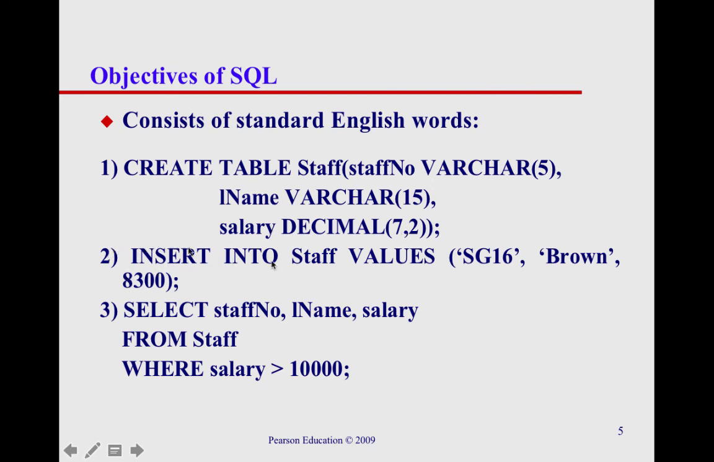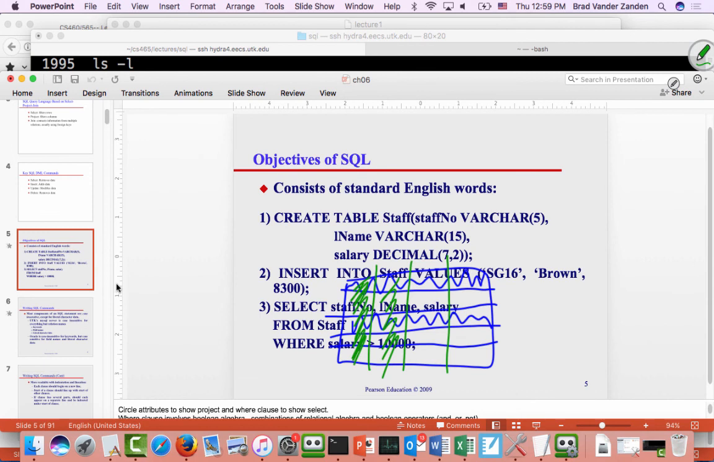So here's a sample insertion command: insert into staff. And we're inserting a tuple with the values SG16, the last name of Brown, and a very paltry salary of $8,300. Hopefully that's a monthly salary. And then here, this is a sample selection. Select staff number, last name, and salary from staff where the salary is greater than 10,000. And this already is showing select and project.